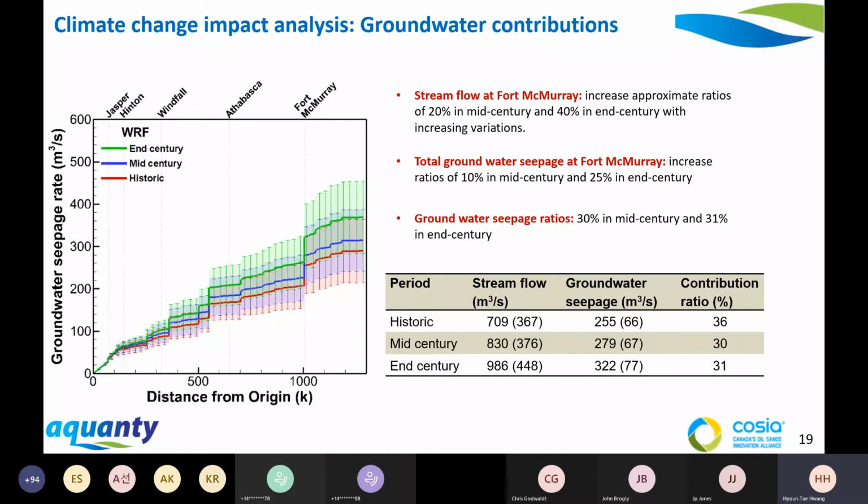However, as you see the clear increase in the magnitude of groundwater seepage, the contribution rate compared to the surface flow system actually decreased, because relatively the stream flow in mid-century and end century increased by up to 40%. So that reduces groundwater contribution in mid-century and end century. Next, please.